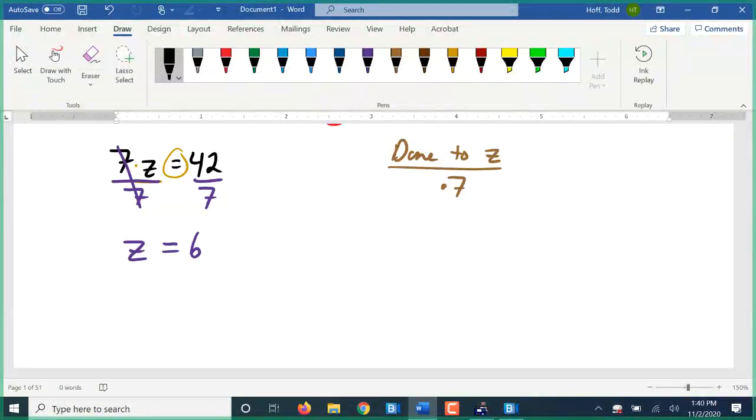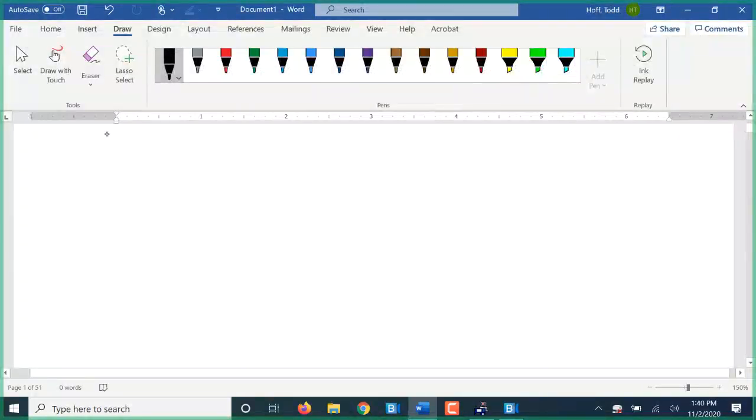Well, so far, all those equations were pretty simple. They'd only had one thing done to them. They were what we refer to as one-step equations. Let's take a look at this one.